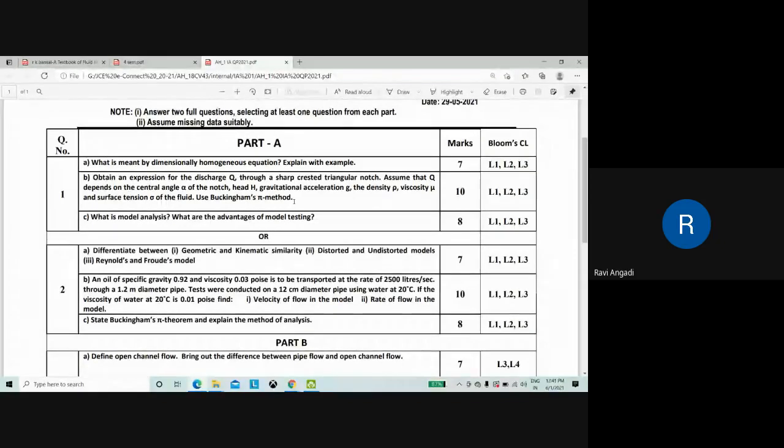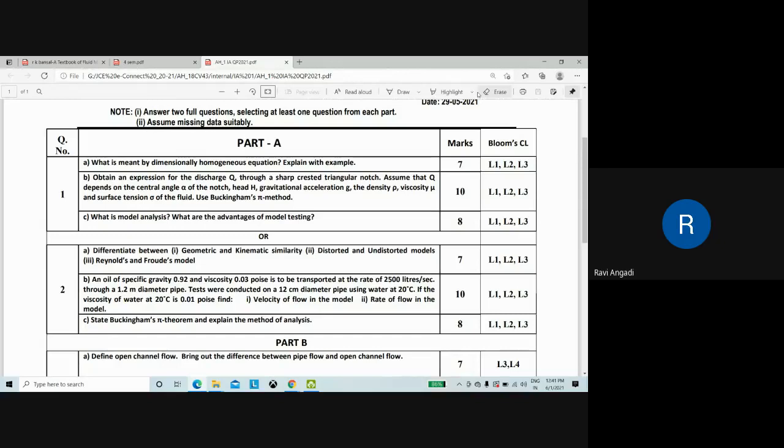Many of you have written only the definition and you have not explained with an example. You can take any example. You have to prove that the dimensions of the LHS are equal to the dimensions of the RHS. Both are equal. Such kind of questions you may get in the main VTU exam also. So there you have to write to the point. What they asked: what is meant by dimensionally homogeneous equation, and explain with an example.